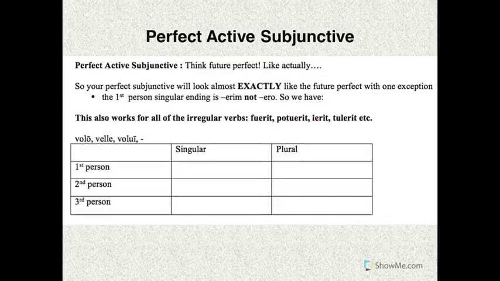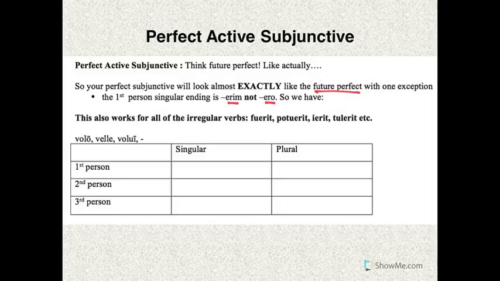To form the perfect active subjunctive, when we were looking at it with regular forms, we were looking at how similar the perfect active subjunctive is to the future perfect indicative. We did notice one exception, that the first person singular ending is erim and not ero. This same pattern works for all the irregular verbs once again. So we see forms like fuerit, potuerit, ierit, and tulerit.